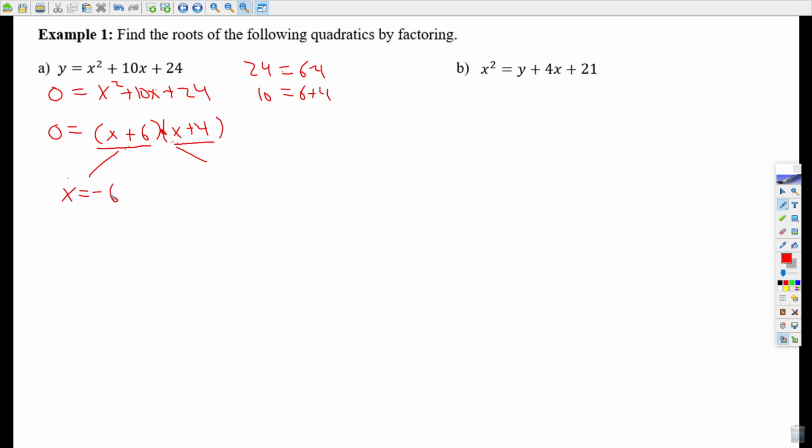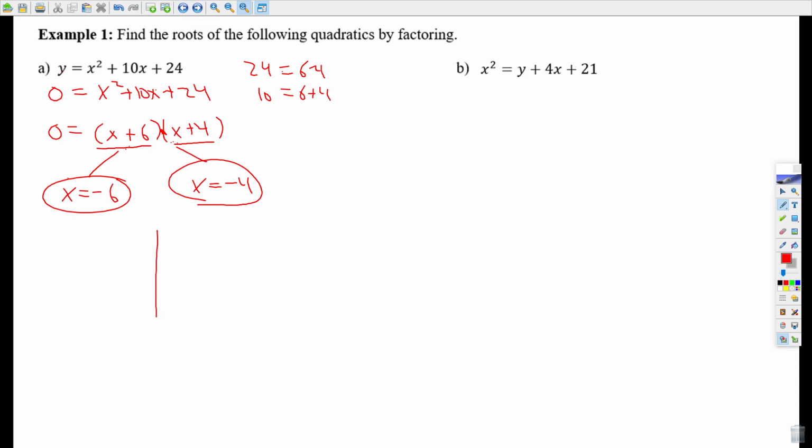This is a lot like the restrictions that we did earlier. Whatever makes that 0, so that would be -6. What makes this one 0? That would be -4. So these are the 2 points that if I were to graph it, they would cross the x-axis.